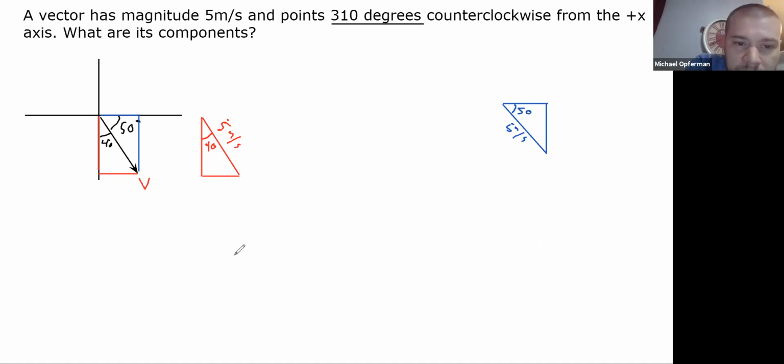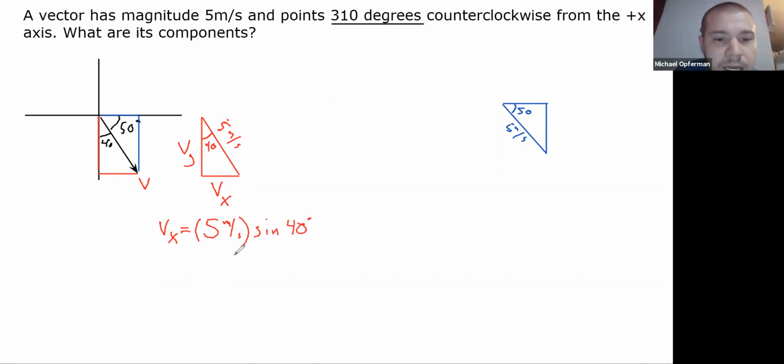So that means this side of the triangle is going to be Vx, and this side of the triangle is going to be Vy. I'm basing that on which side is oriented horizontally and which side is oriented vertically. Now, I can see from the triangle that Vx is opposite of the 40-degree angle, and Vy is adjacent to the 40-degree angle. So that tells me that Vx is going to be 5 times sine of 40.